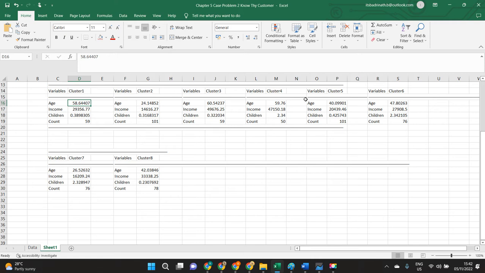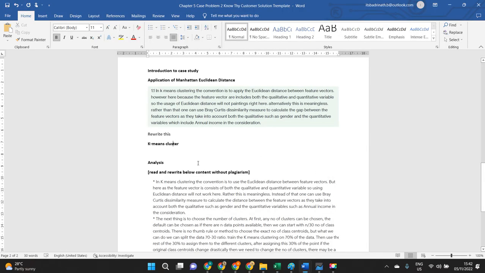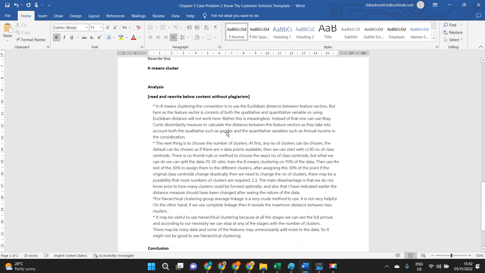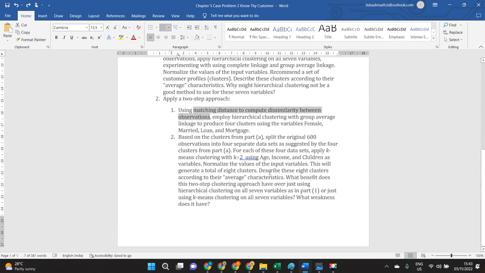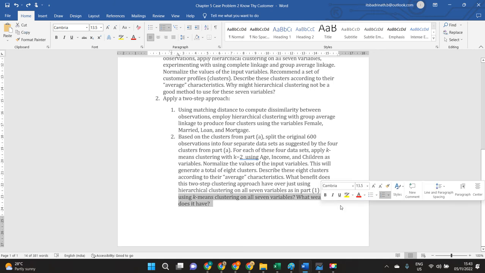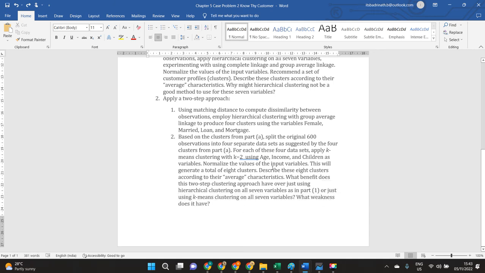Just take all these 8 clusters, copy and paste them here, and for each cluster, describe it in 2 to 3 lines. After that, we are supposed to provide some sort of interpretation. You just read this one and rewrite it in one paragraph of your own. It should mandatorily answer these two very important questions: What are the benefits of applying this k-means cluster analysis, and what are its weaknesses? These two things should be addressed.